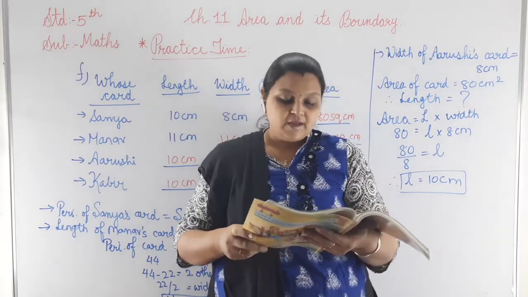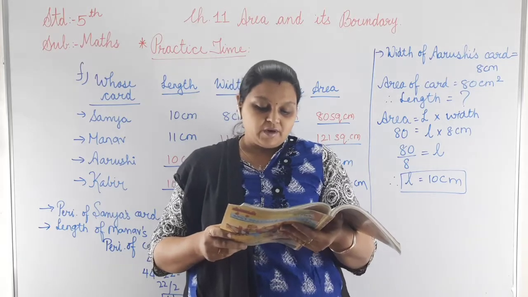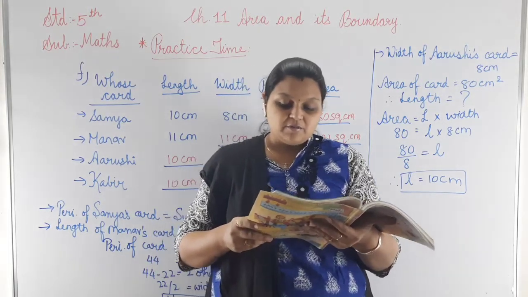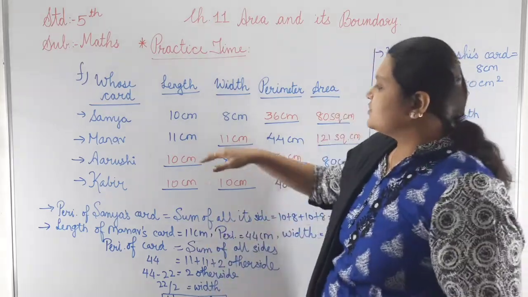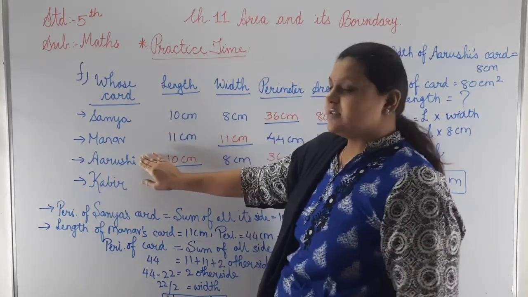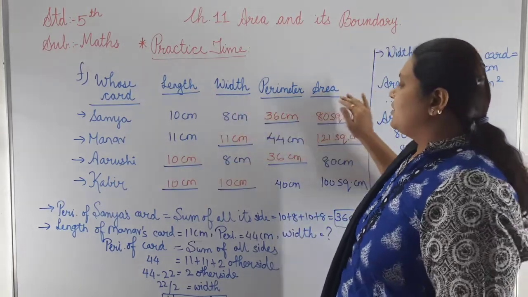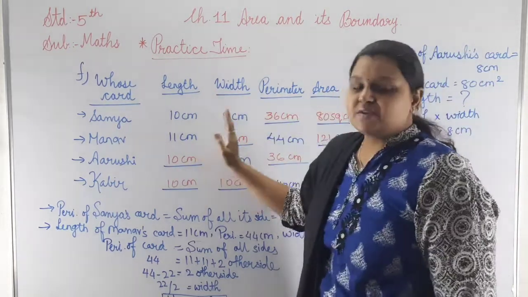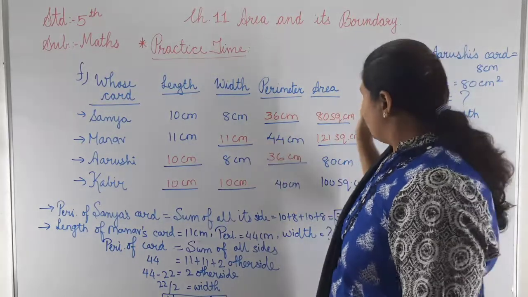Question number F. Sanya, Arushi, Manav and Kabir made greeting cards. Complete the table for their cards. Here information of cards is given to you: whose card, that is the name of a kid, length, width, perimeter and area. Few information is given to you and few you need to find out. So first let us see.